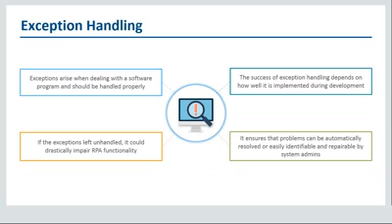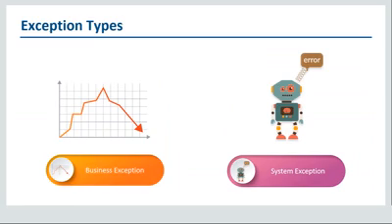It's always important to have backups for your machines, so that if any error happens tomorrow, you always have a duplicate for that, right? The fourth point is it ensures that problems can be automatically resolved. Like I said, they help you recover gracefully from a particular situation whenever an error occurs, right? So this is what exception handling is all about, guys.